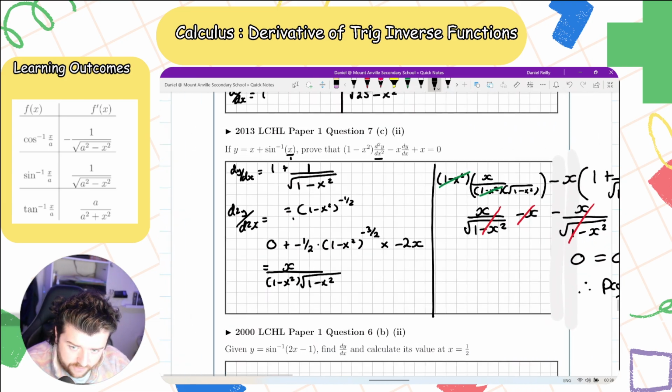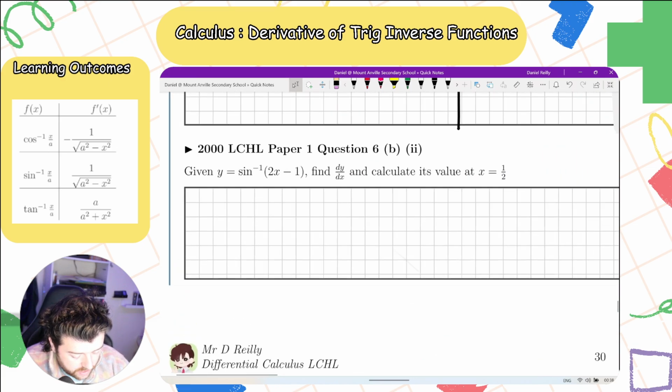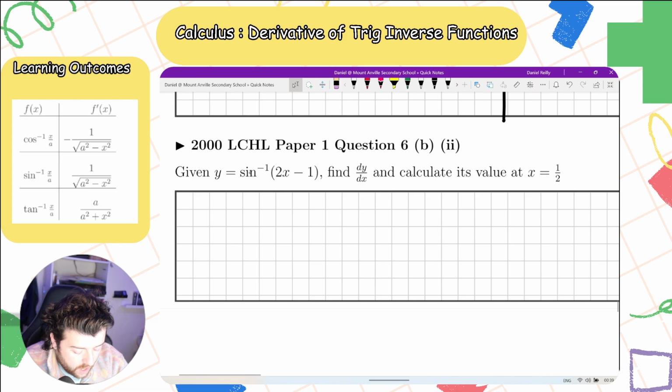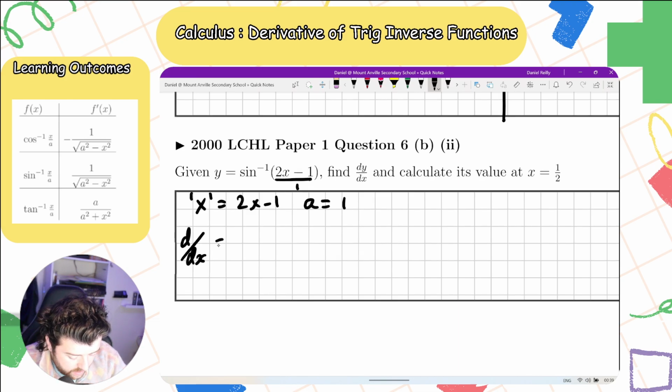Right. And finally, these last two parts here are from 2000. Y is equal to sine inverse of 2x minus 1. Find dy/dx. Calculate its value at x equals a half. So that's going to be, so my x is equal to 2x minus 1. My a is going to be equal to 1. Right, because all over there. So my derivative here is going to be equal to 2.